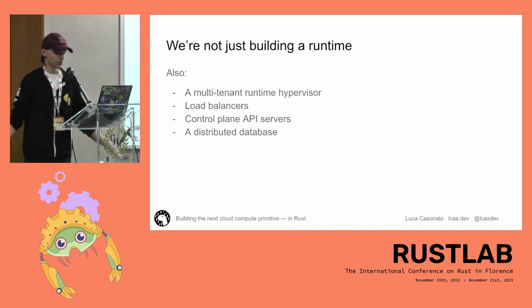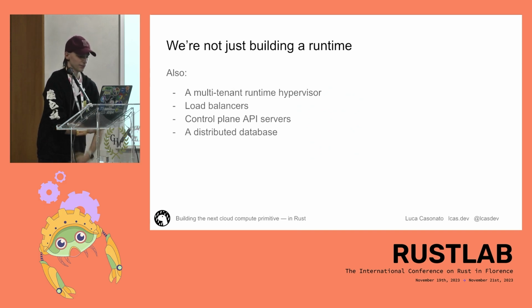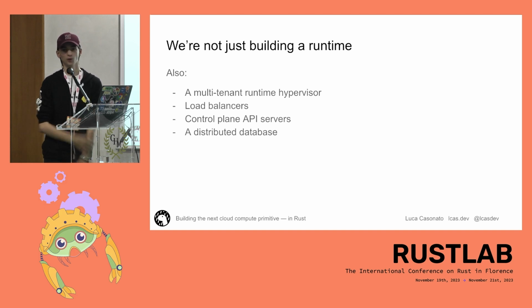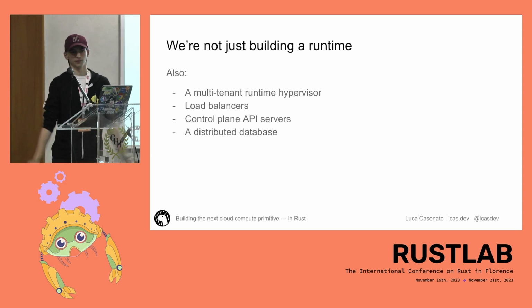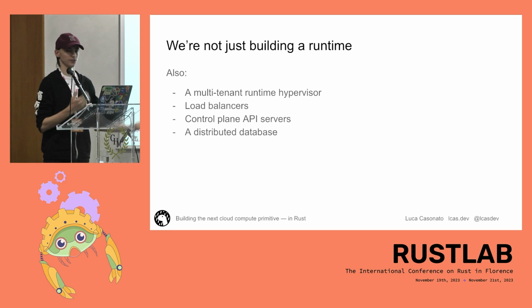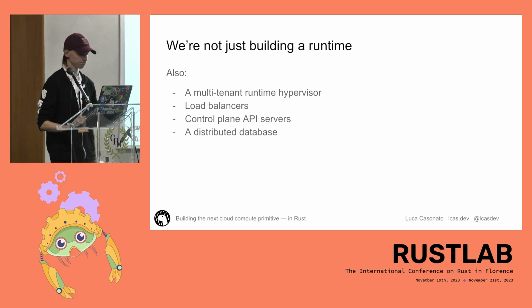So yeah, we're not just building a runtime. We're also building a multi-tenant runtime hypervisor that runs these isolates in the cloud. We're building load balancers that let you globally distribute things in nice ways. We're building a control plane API server that lets you manage all of this. Like I went to the dashboard page earlier. There's an API that powers that, and that API is written in Rust. And we're building databases, like a distributed database that powers this Deno KV feature, for example.